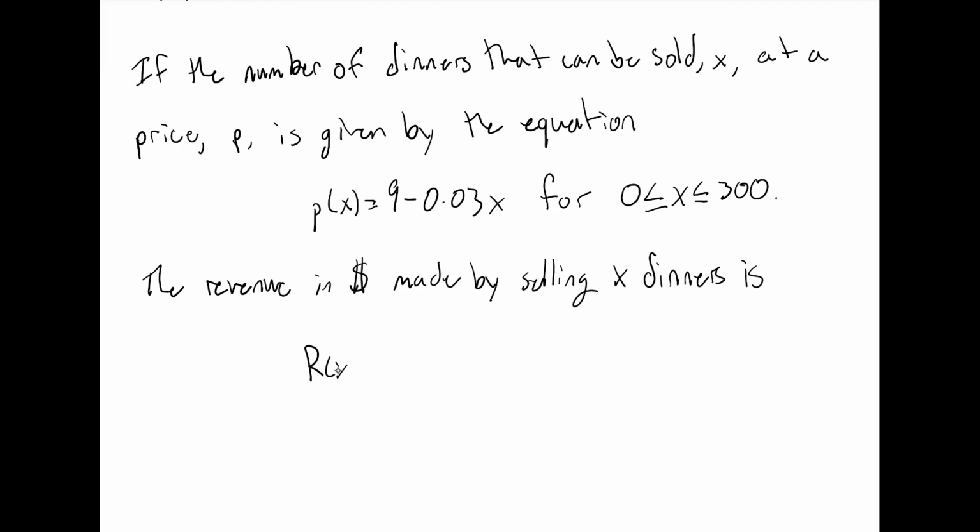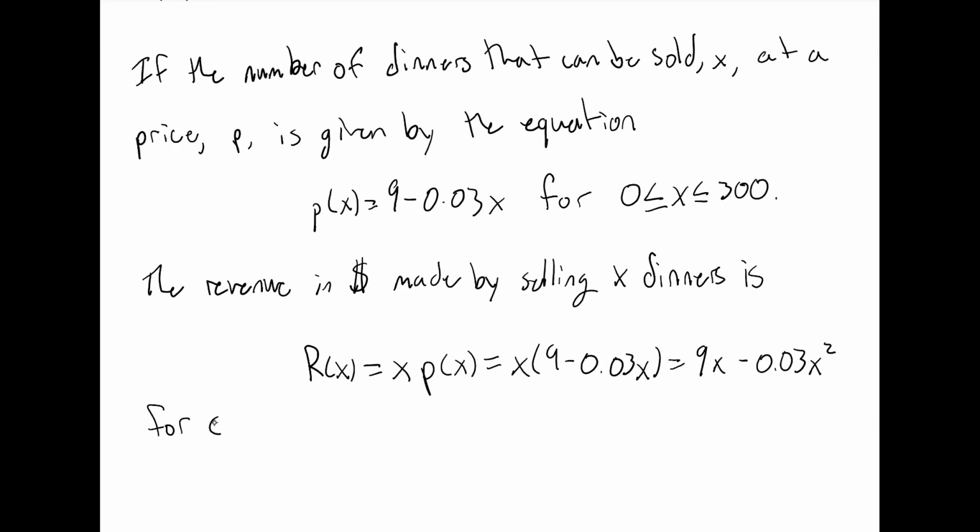is R of X, which is just equal to X times P of X, which is equal to X times 9 minus 0.03X. So we get 9X minus 0.03X squared. Okay, again, this is still for 0 less than or equal to X less than or equal to 300. Now you may ask why are there these limits on it. It just depends on the kind of situations of the problem.